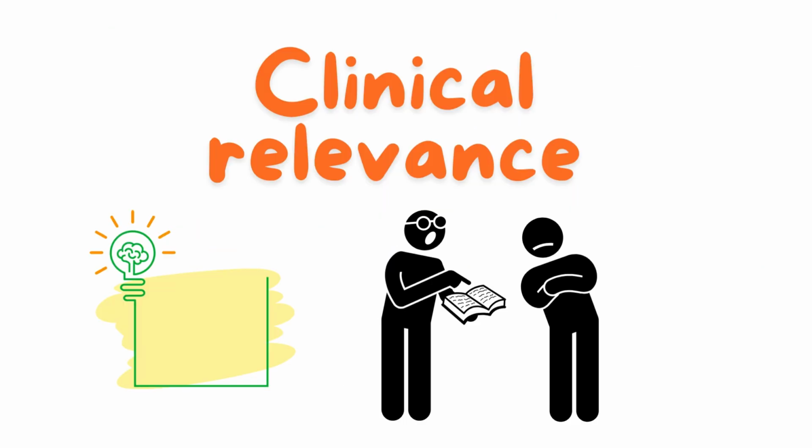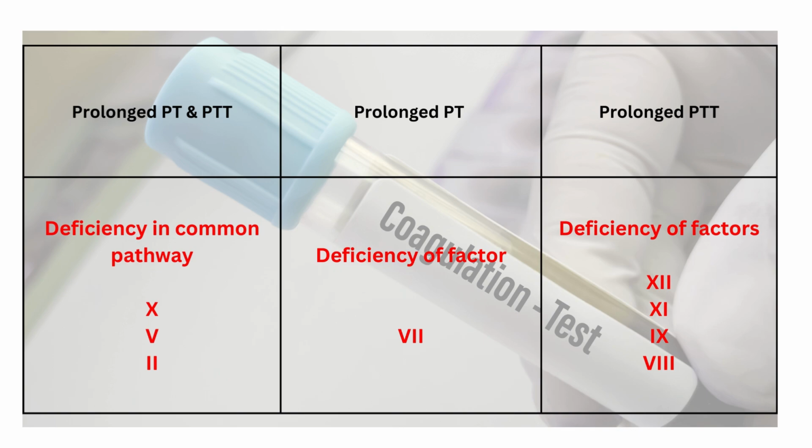Clinical relevance of PT and APTT values. In case there is a prolonged PT as well as PTT, that indicates deficiency in the common pathway, or deficiency in factors 10, 5, 2. In case a prolonged PT is noted whereas the PTT is not, that indicates a problem with the extrinsic pathway, which is probably due to deficiency of factor 7.